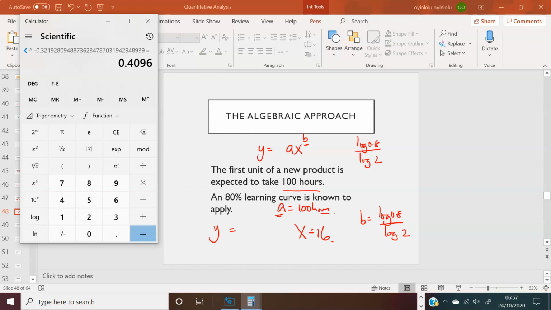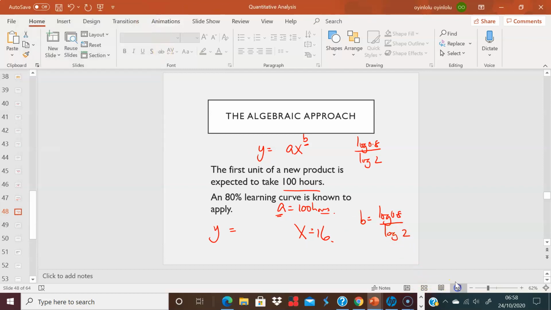I mean, you could write out the physical numbers, but the fear is you might lose a digit or two along the way. Okay, great. So now I know what x raised to the power of b, that is 16 raised to the power of b, is: 0.4096. I can now close this.